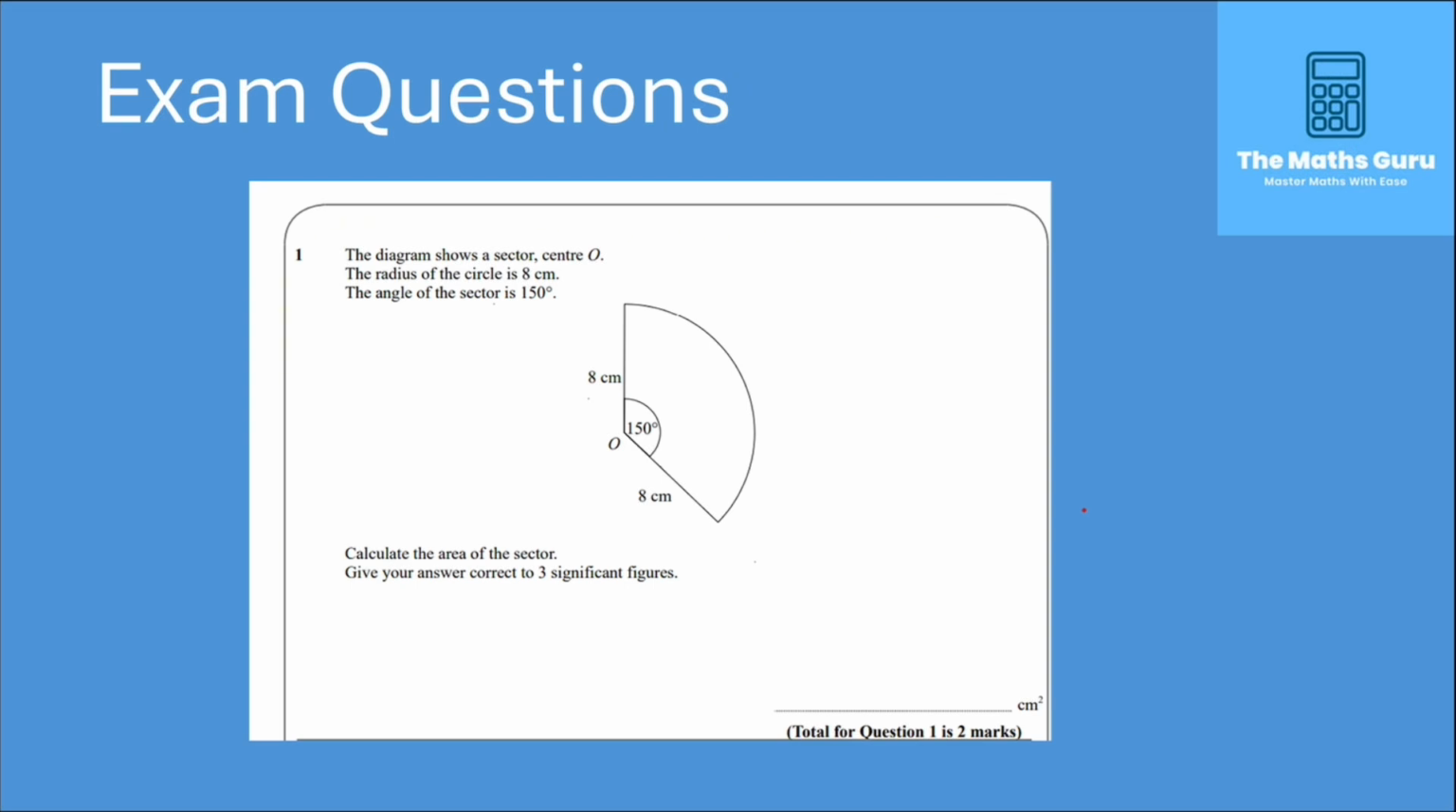So the diagram shows a sector, center O. The radius of the circle is 8 centimeters. The angle of the sector is 150 degrees. Calculate the area of the sector.